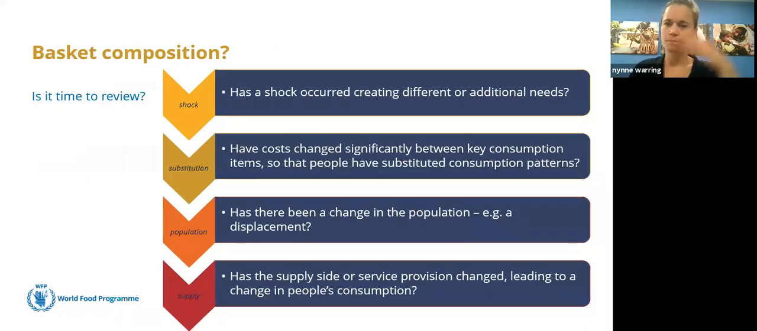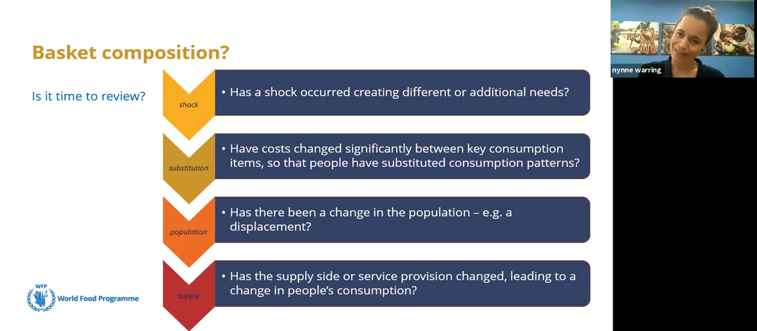Okay, that was the price change. Then we have the composition change on the other hand. So when is it time to review that? I've listed here a couple of points that could lead you to want to revisit the composition of what goes into your basket. So we have 4 things here, and there could be others, but I think these are the main points to consider. Has there been a shock? Has something happened in the population or in the area that your MEB is created for that has disturbed, let's say, the normal order of things? So additional needs or different needs, new needs have been created that need to be taken into consideration in your MEB.